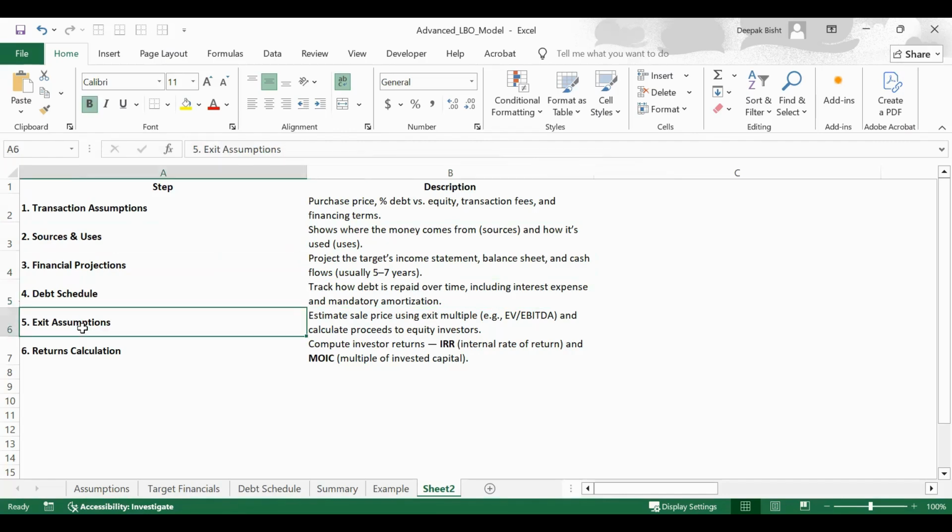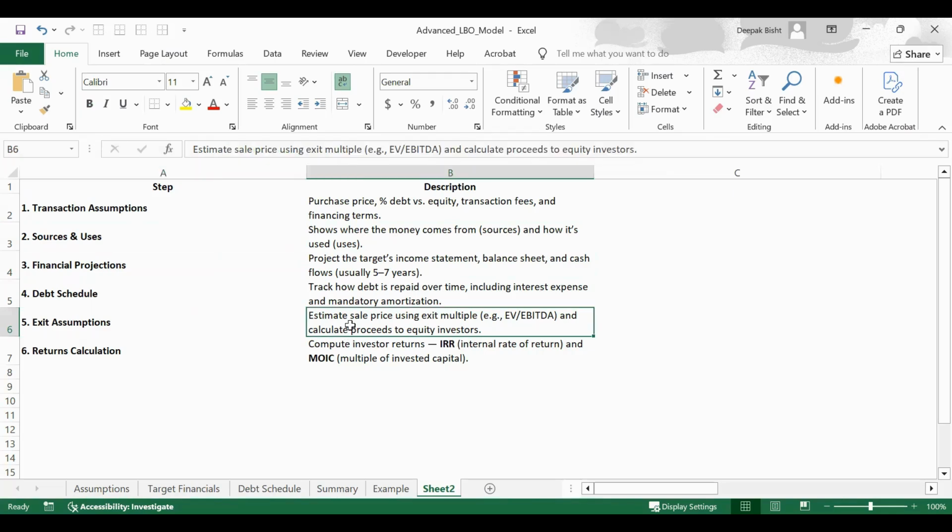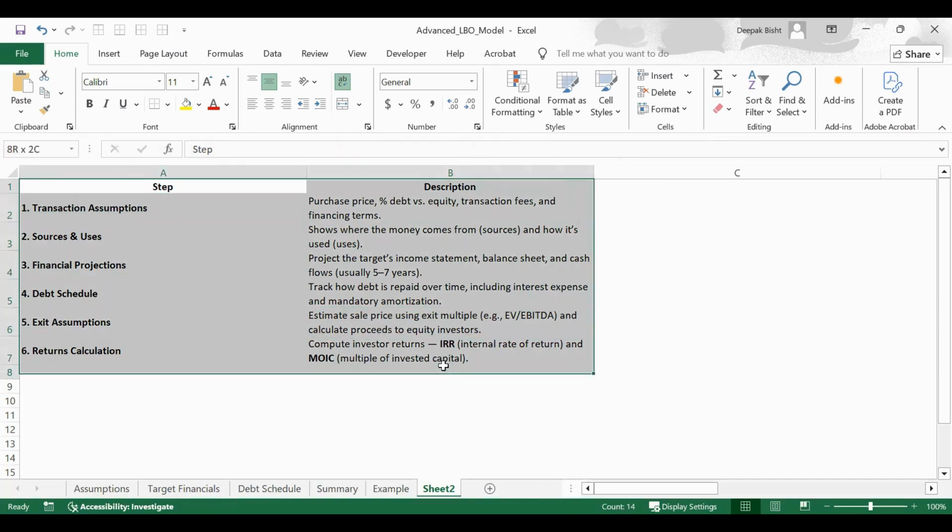After that, we are going to calculate our exit assumptions. Exit assumptions means at what price we are going to exit the investment. See, in an investment, return is recorded when you exit the investment. So from a private equity perspective, this is an investment. You are purchasing a company and you are selling it out. Your product is not stocks. Your product is not any FMCG product. Your product is actually that you are creating a company.